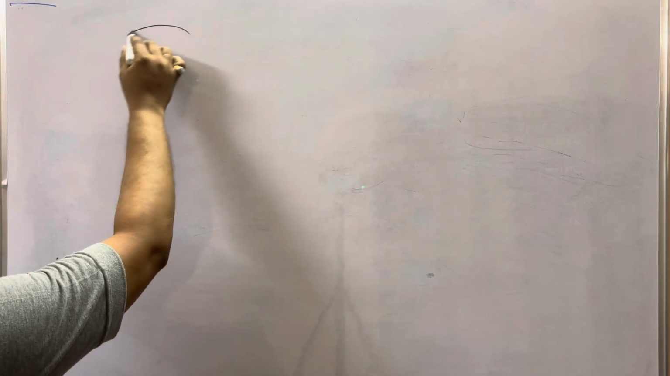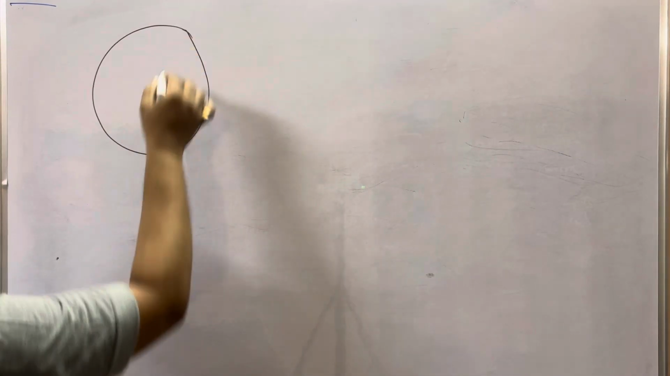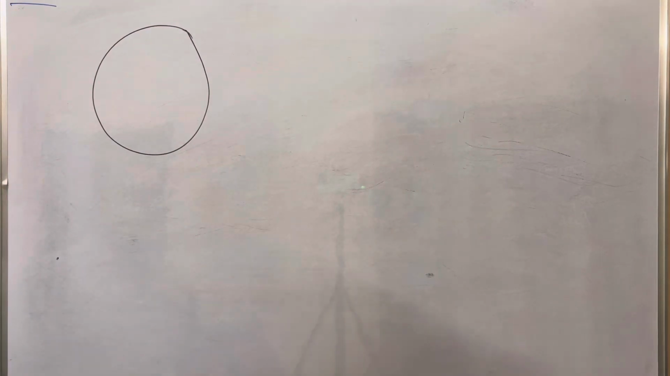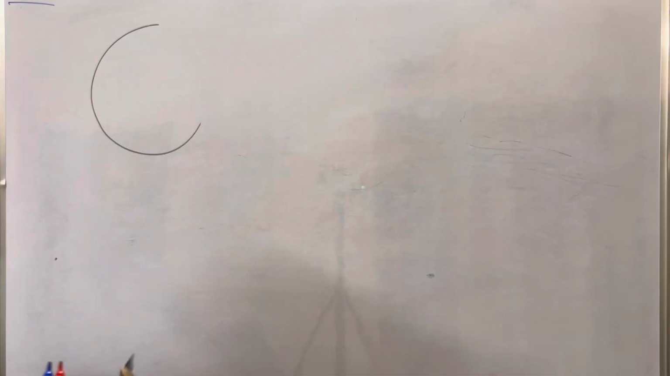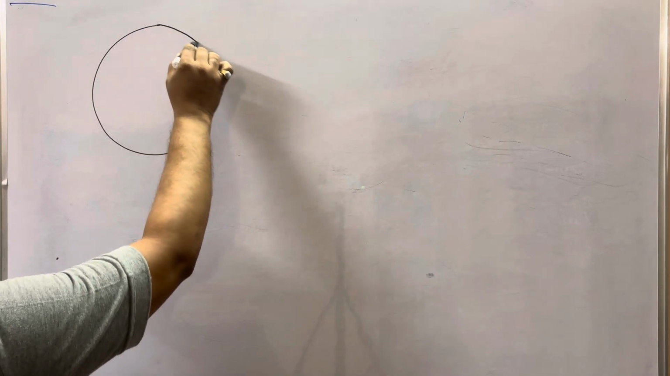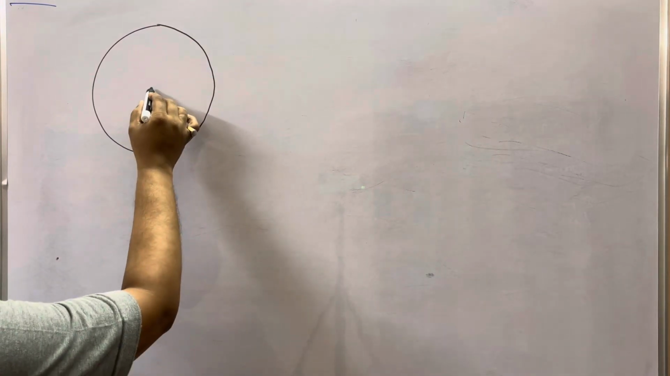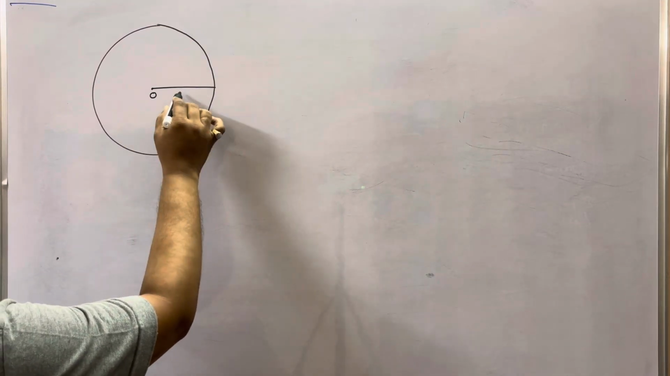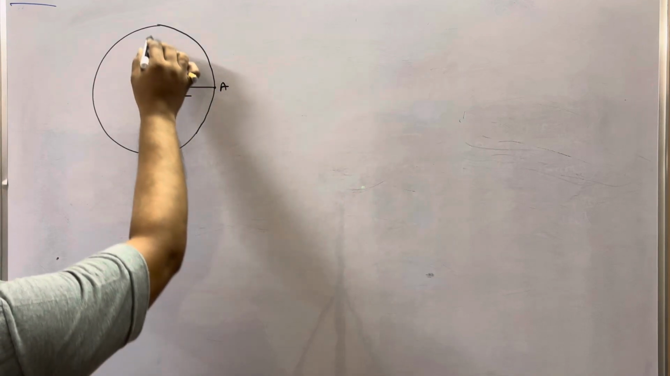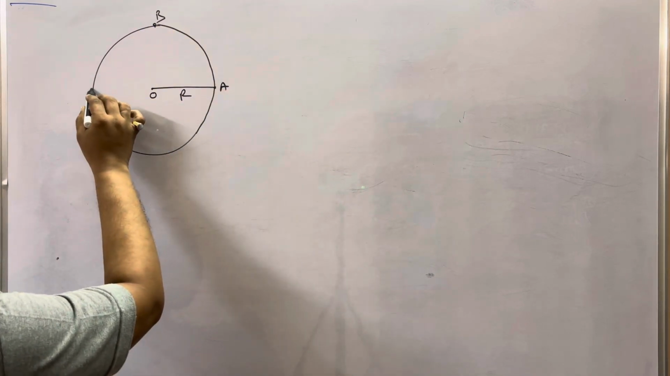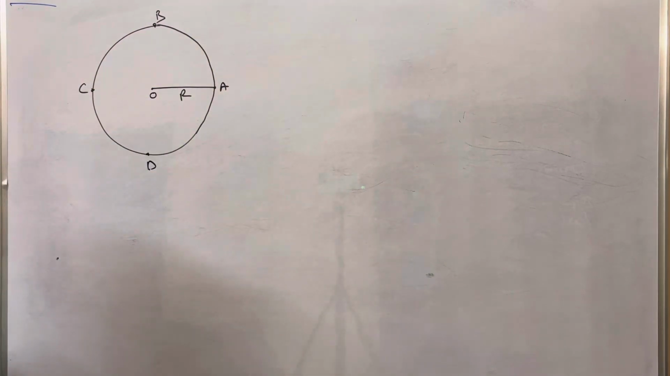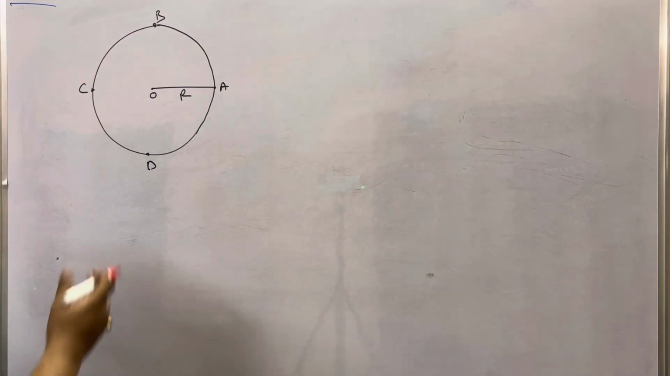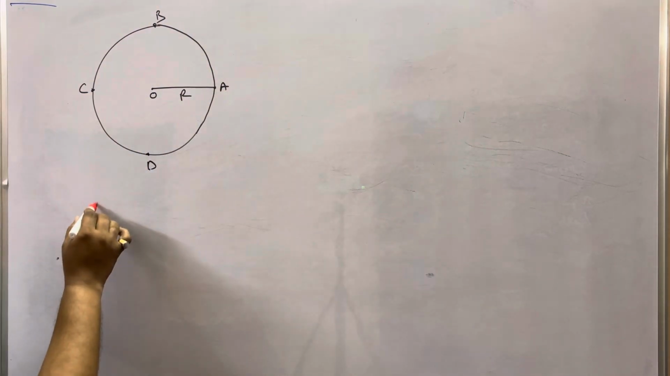If an object is moving in a circular path of radius r, then what is the distance and displacement for different positions? So this is radius r, from A to B, B to C, C to D, again D to A. Now what is the distance for one complete rotation?